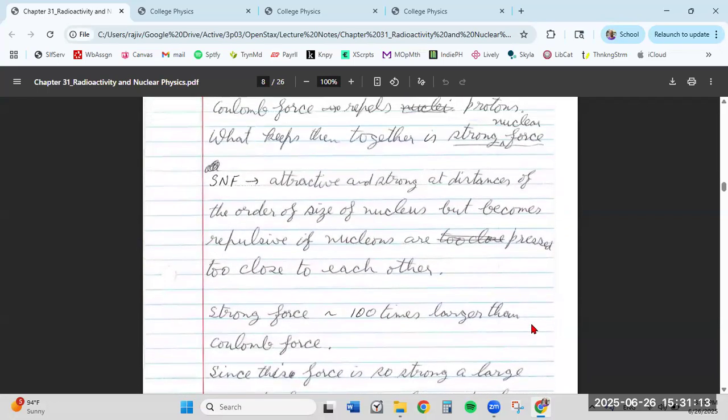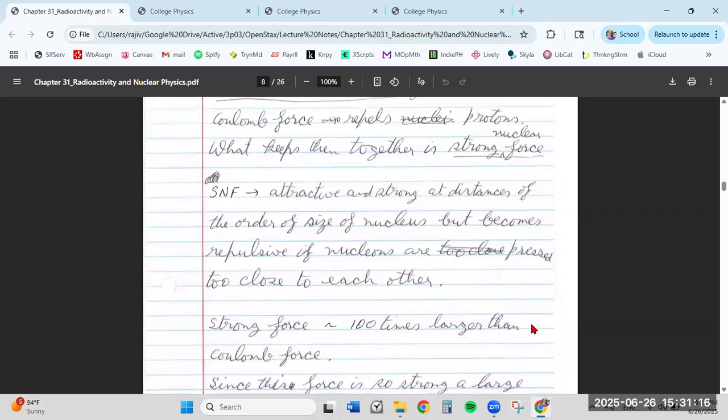And the magnitude of this force, the intensity, the strength of this force is extremely high for distances which are of the order of the size of the nucleus. So as long as these nucleons are inside the nucleus, they strongly attract each other. But if you separate nucleons to a larger distance, it becomes a repulsive force.